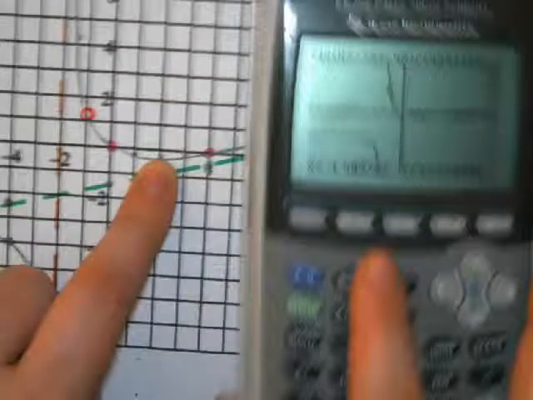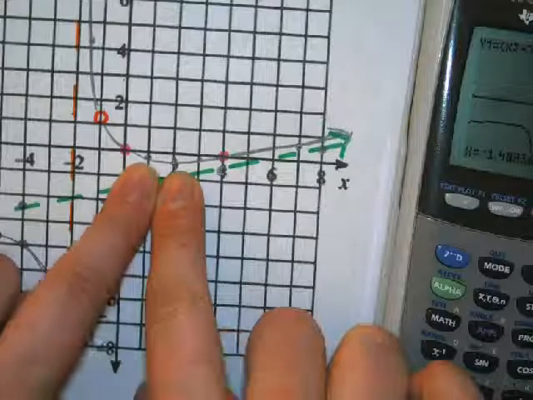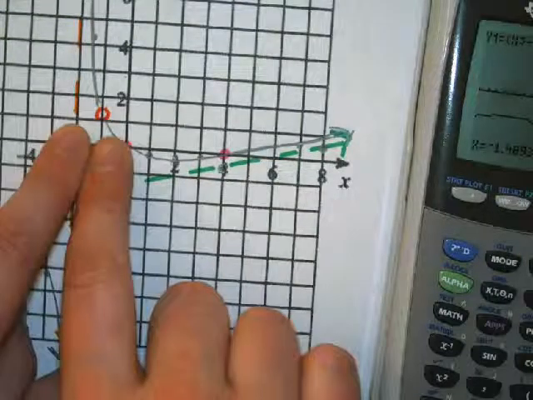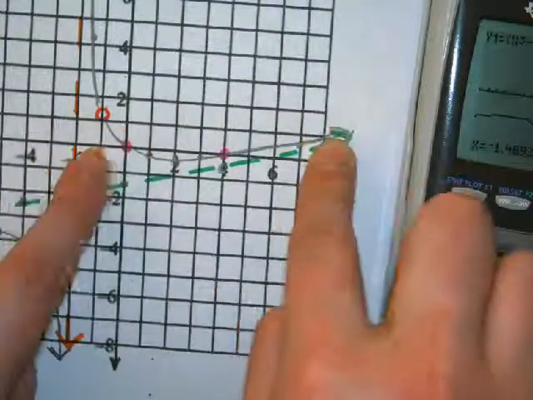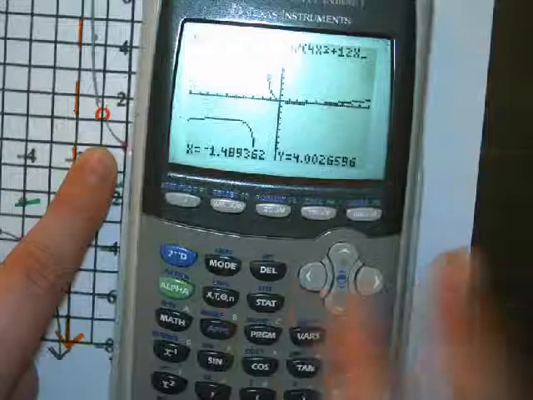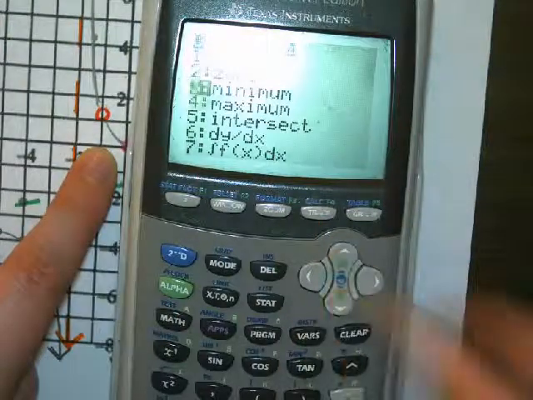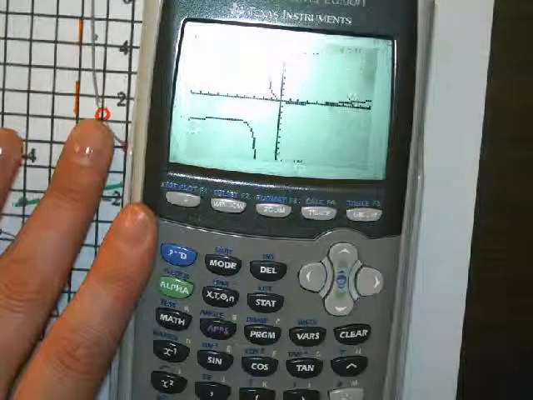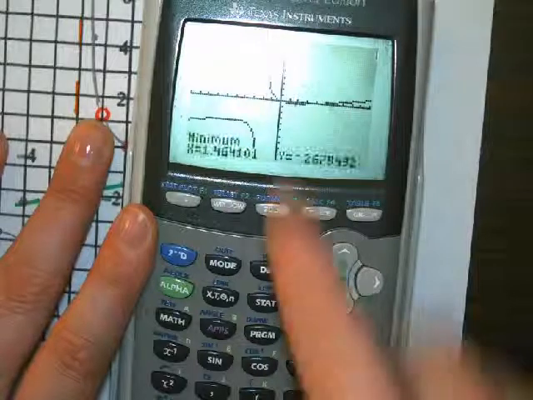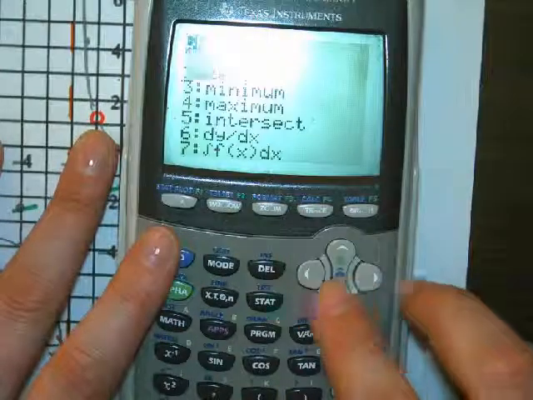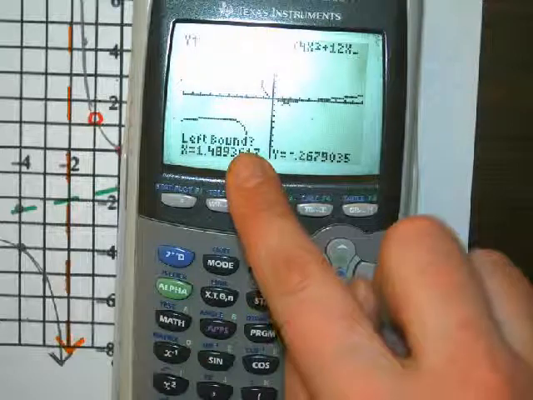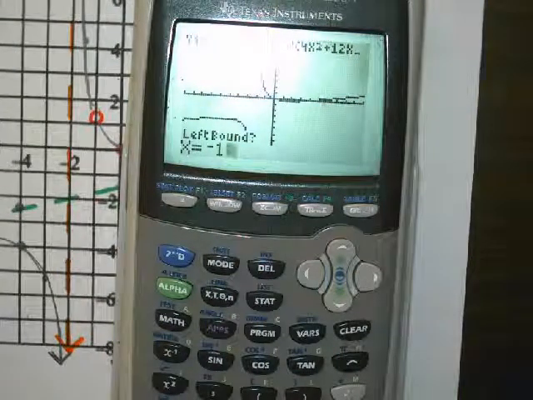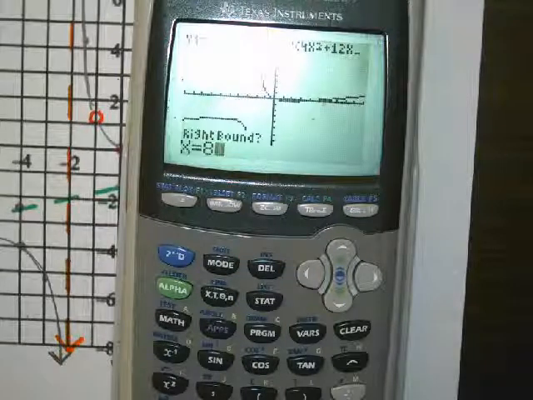So typically what I do is I look at my graph and have it help me figure out what numbers I should look between. I'm going to look somewhere between -1 and 8. Okay, so I'm going to type in, I'm looking for a minimum. I think it will let me type in -1 even though there's a hole there. Yes, so I said second trace option number 3 because it's a minimum. When it asked me for a left bound, I didn't scroll over, I just typed -1. When it asked me for a right bound, I didn't scroll, I just said 8.